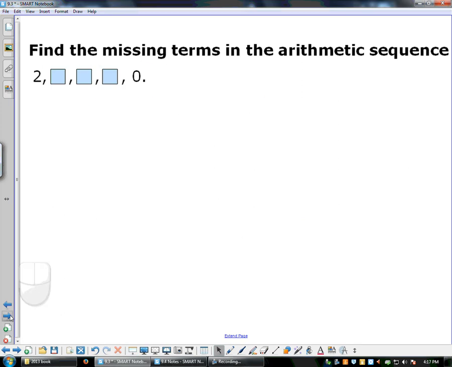Okay, so let's try this one. We're finding the missing terms in this arithmetic sequence that starts 2 something something something 0. So we're trying to find the second term, the third term, the fourth term, and we know that the first term is 2 and that the fifth term is equal to 0.